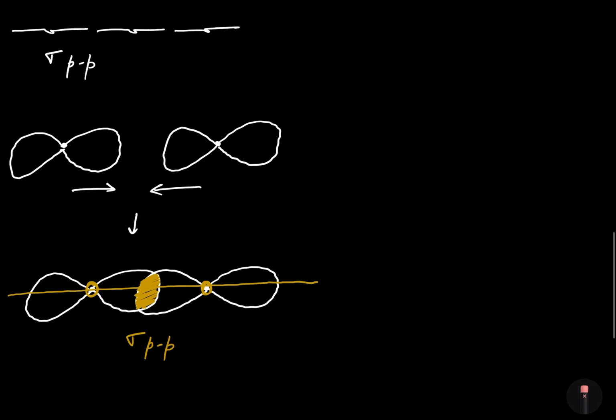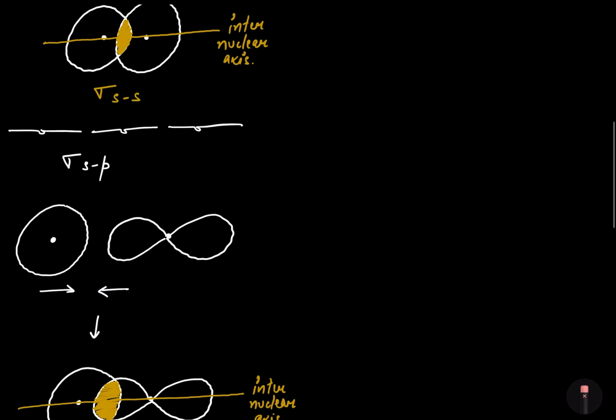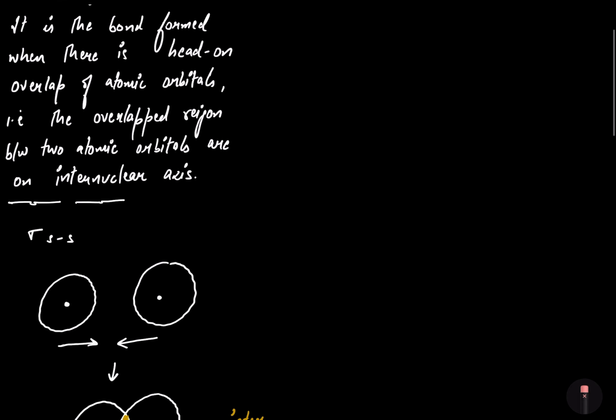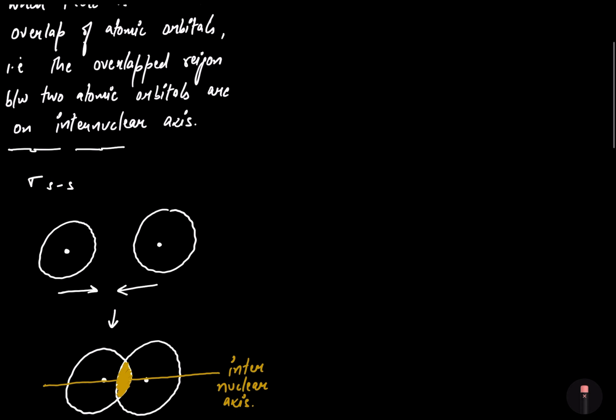So that's all about the sigma bonds, and here you can see that the sigma bond is formed by the head-on overlap of the atomic orbitals and the overlapped region is on the internuclear axis. That's why we are calling it a sigma bond. Now the overlapping efficiency is greater in sigma bonds, so that's why sigma bonds are also strong bonds.